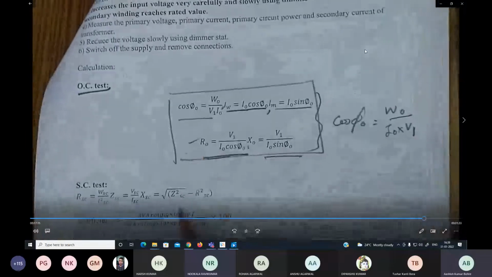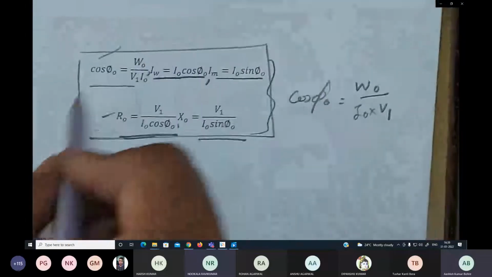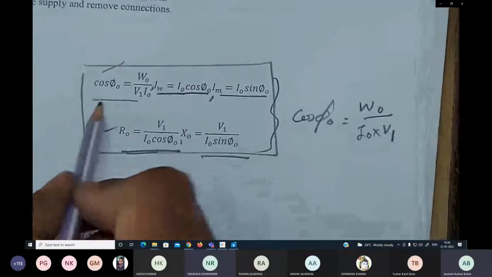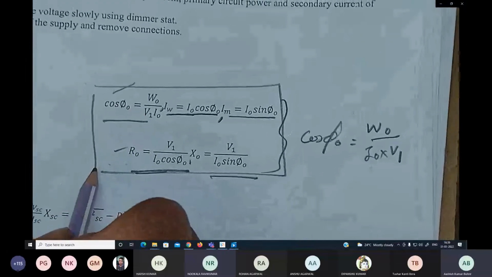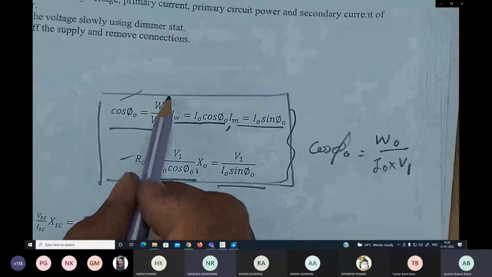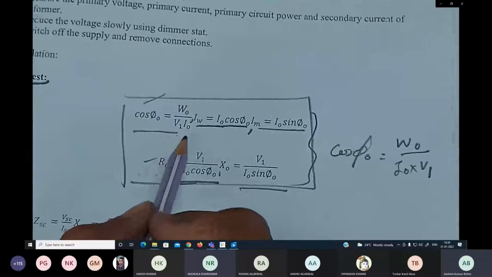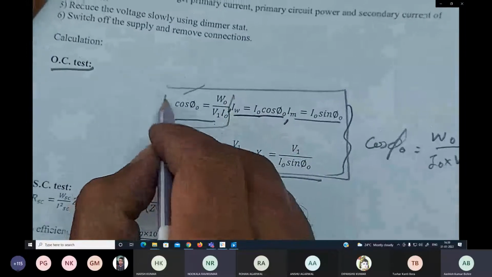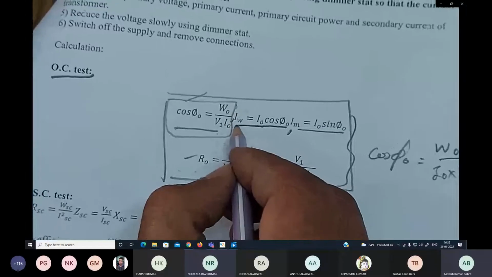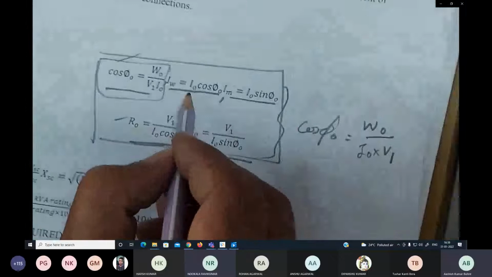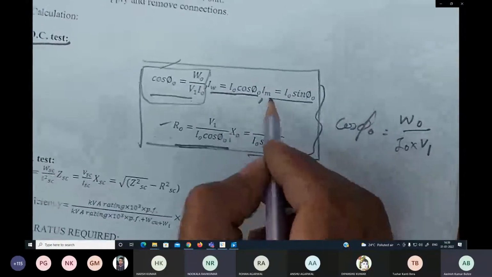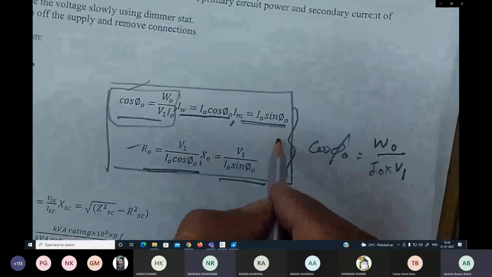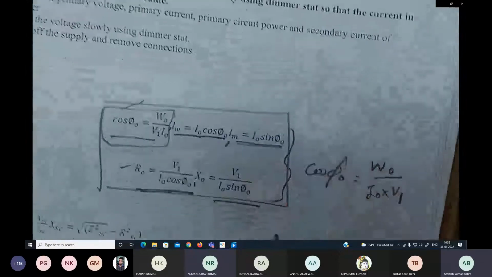Okay, open circuit test parameters. Based on these formulas we have to calculate. First we have to calculate the no load power factor. So cos phi naught equals W0 upon V1 into I naught. This is a separate formula. From here, IW, the working component, IW equals I naught cos phi naught. Magnetizing component is I naught into sin phi naught. Just put the values, you will get this value.